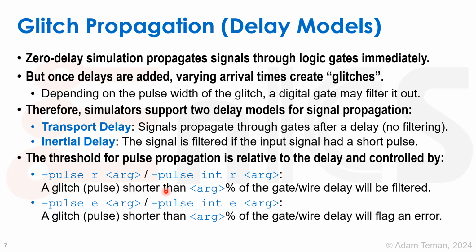So a glitch pulse that is shorter than some percentage of the TPD of the gate will be rejected and filtered away, while int is for interconnect, so the interconnect will not pass it. And pulse_e will actually cause an error. So if we get a pulse that's shorter than a certain amount, then we can flag an error, and that's for if we think that this type of glitch could actually harm our simulation. Usually we would use something like minus pulse_r to cause this filtering, and that can really affect different things like the power estimation, because glitches can be very dominant for power.